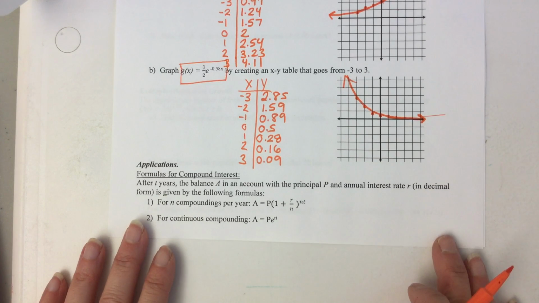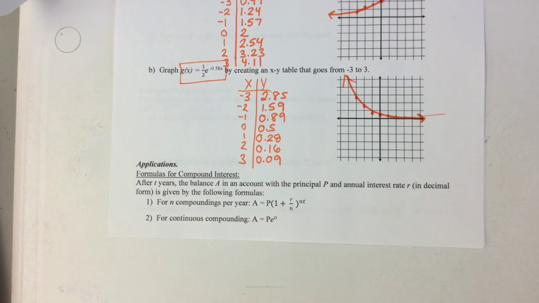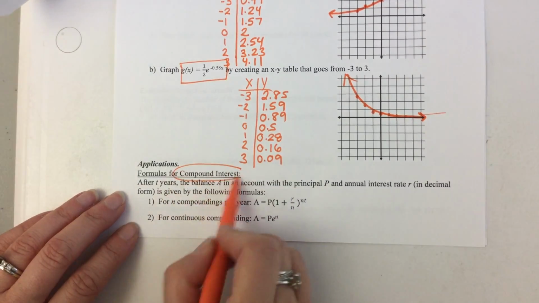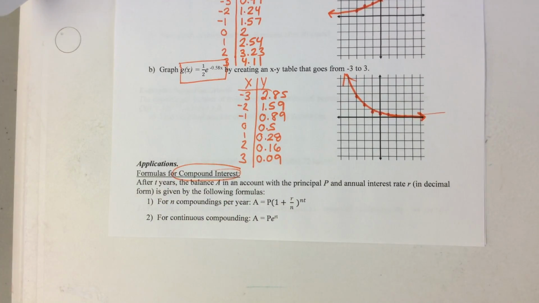Now here's our applications. When in real life do I actually need to know this information? There are times, this is something that you will use if you ever invest money or even when you put money into a bank like a CD or a savings account, that sort of thing. There are formulas, they're called compound interest formulas, and they allow you to see what the balance would be after a certain amount of time.